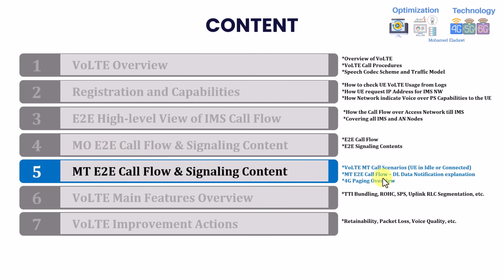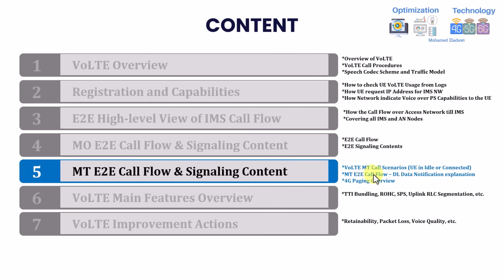And this part will be covering 3 points. The first one is related to the high-level view of the mobile terminating call scenarios. For example, whenever the user is going to receive a call, the mobile terminating, he might be in idle mode or connected mode. So we'll explain from a high-level point of view what the network or user behavior will be in these scenarios, either in idle or connected.